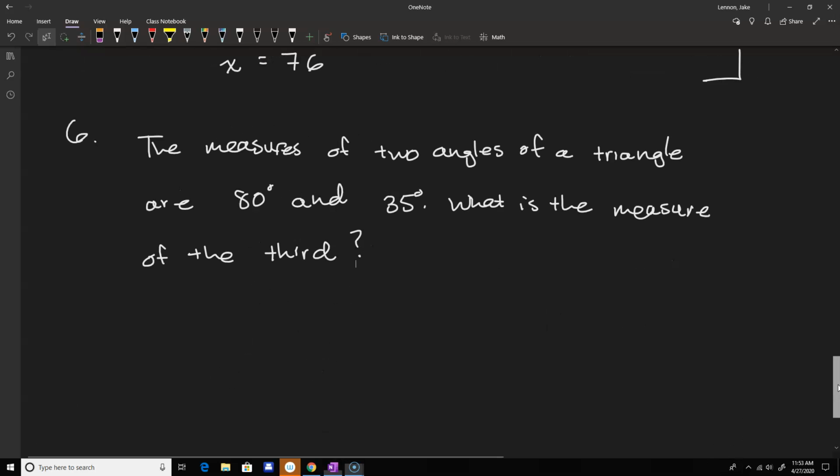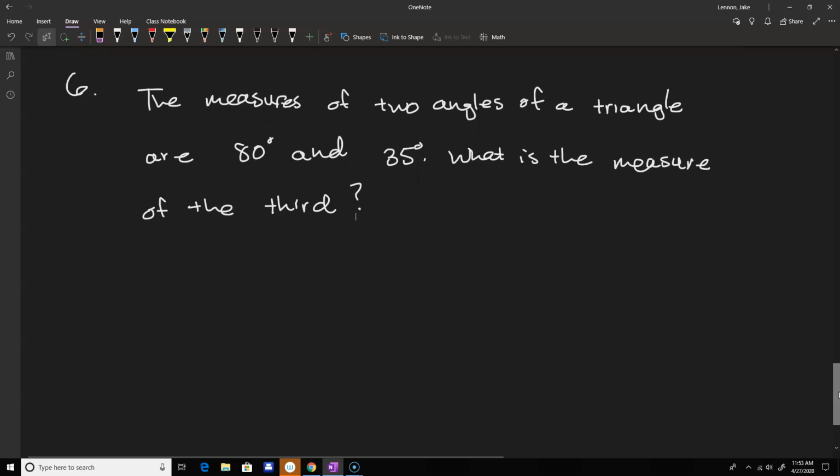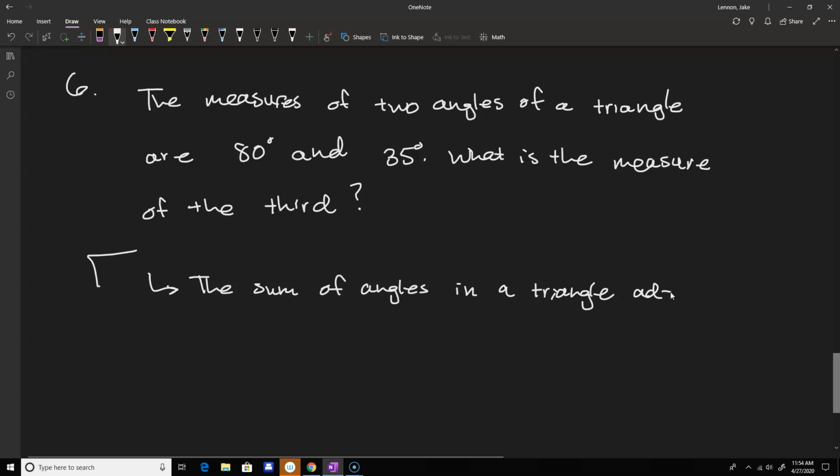Okay, so for number 6 here, we're trying to find the missing angle of a triangle, and all we really need to remember here is the fact that the sum of angles in a triangle add to 180 degrees. So if you can remember that, then we're pretty much done. So we know that 80 degrees plus 35 degrees plus our missing angle, let's call it x, has to add up to 180 degrees. Then we just go ahead and solve.